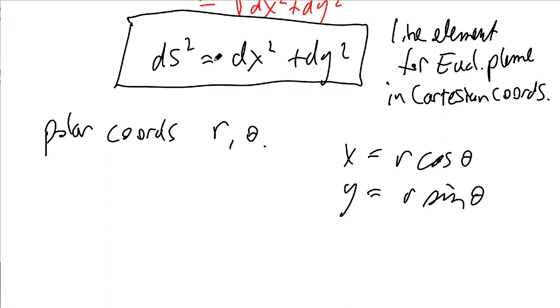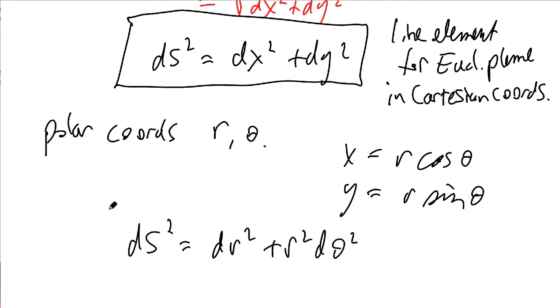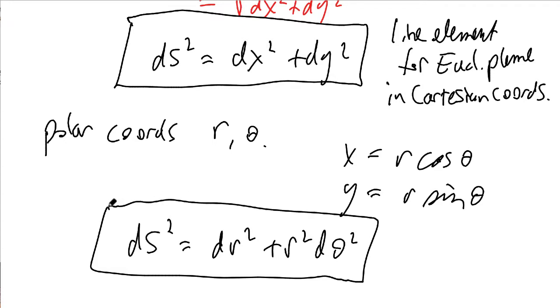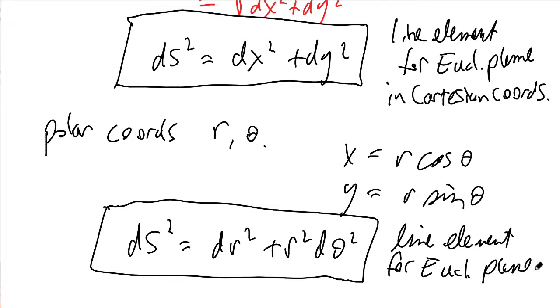And if we write out the line element in polar coordinates, we find ds squared is dr squared plus r squared d theta squared. So this is the line element for the Euclidean plane in polar coordinates. So this describes the same geometry as this line element. The only difference is the difference in coordinates.